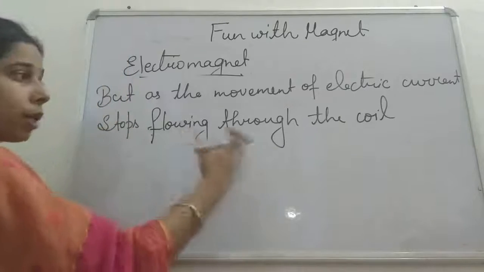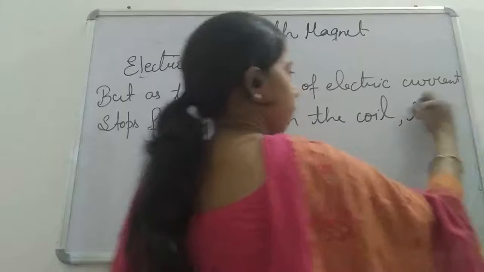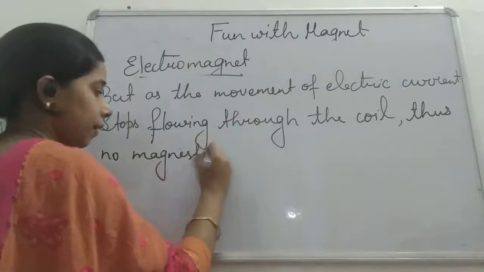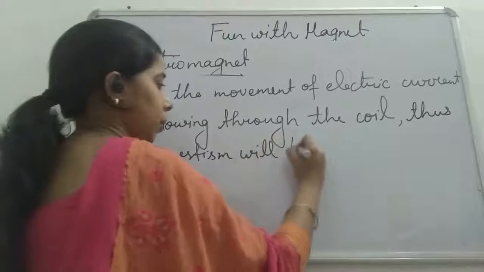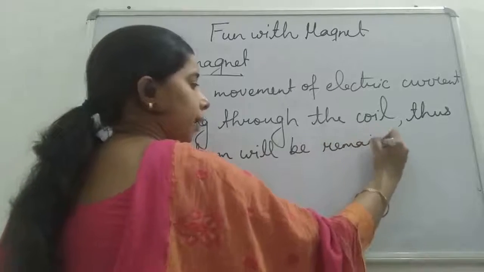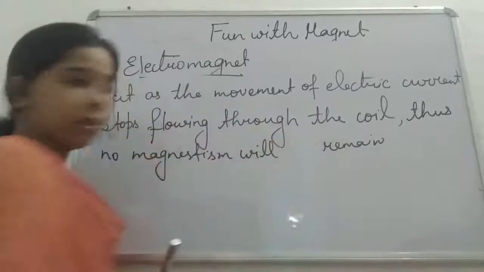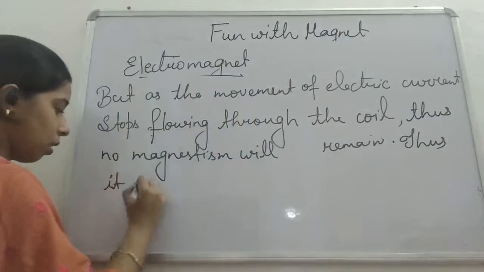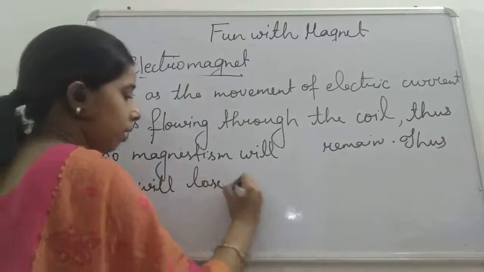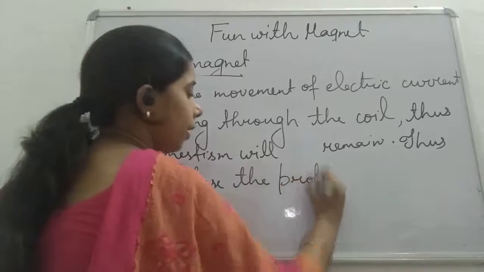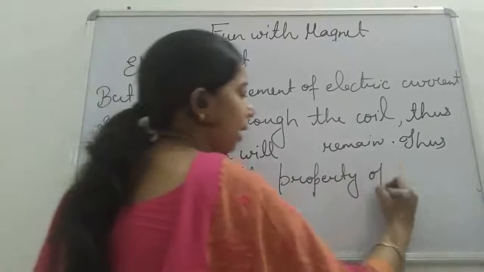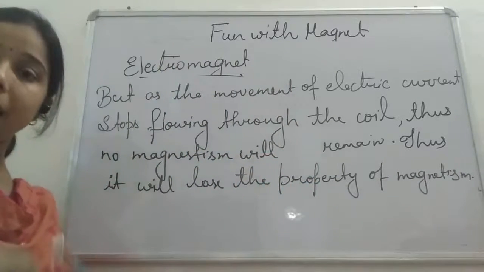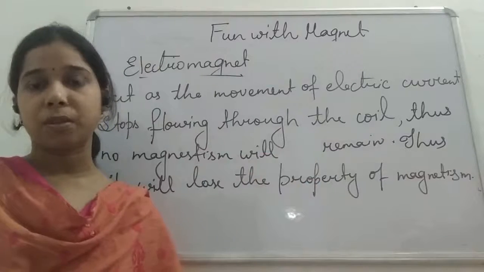So it stops flowing through the coil, thus no magnetism will be there. Thus, it will lose the property of magnetism. Okay, so it will lose the property of the magnetism as the supply of the electricity will stop.